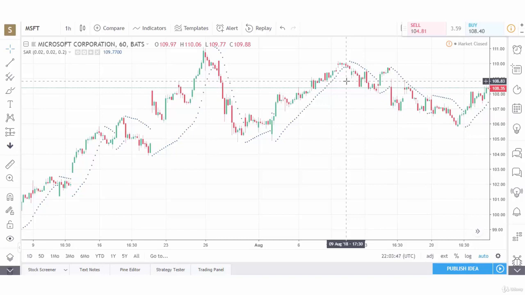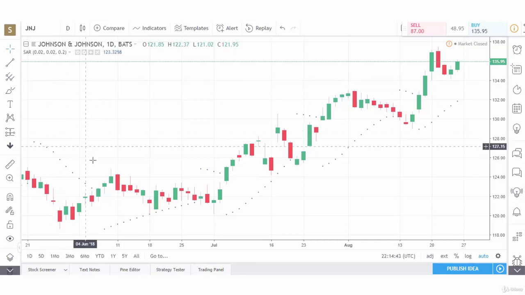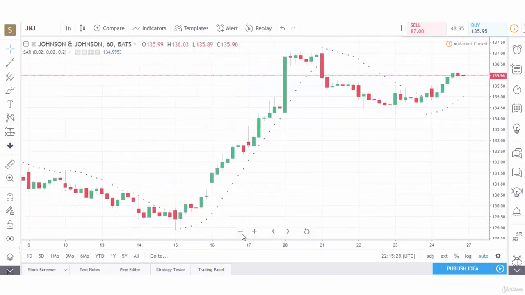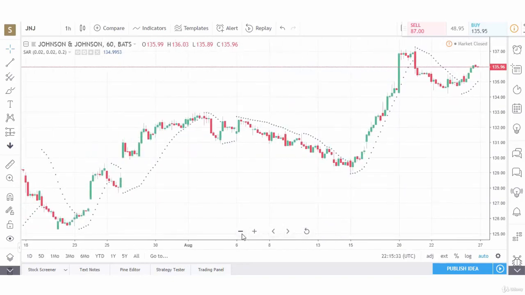So let's take a look at how it looks on another chart. So let's take a look at Johnson & Johnson, which has been in a bullish trend for the past few months, given our daily chart. Again, we'll be trading on an hourly basis, but we're going to start with the daily chart. We see the uptrend here. So let's take a look at our hourly chart. We're going to pull back, give us a few days of trading time here.